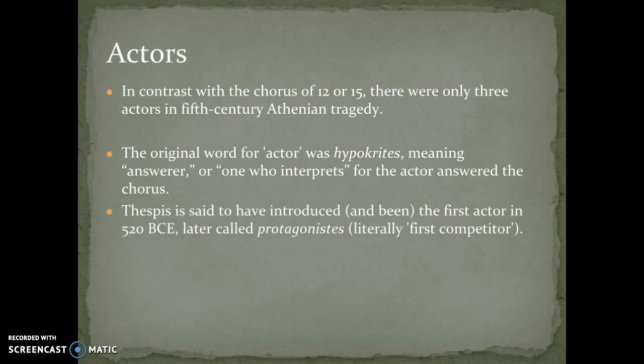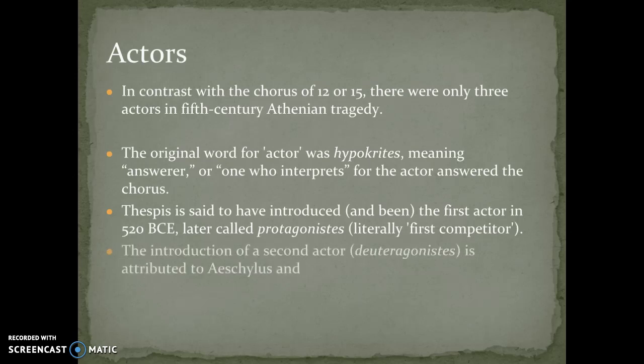Thespis is said to have introduced and been the first actor in 520 BCE, which was later called the protagonistes, literally the first competitor, and this is where we get the word protagonist, which is interesting. The introduction of a second actor, the deuteragonistes, is attributed to Aeschylus, and the third, the tritagonistes, to Sophocles, who's the author of our play.